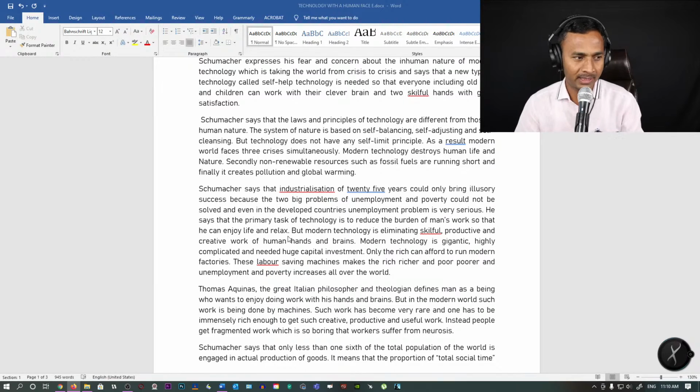So, the computer is another example. But the computer replaced so many people who were working in any kind of industry. Modern technology is eliminating skillful, productive, and creative work of human hands and brains. Modern technology is gigantic, highly complicated, and needs huge capital investment. Only the rich can afford to run modern factories. These labor-saving machines make the rich richer and the poor poorer, and unemployment and poverty increase all over the world.